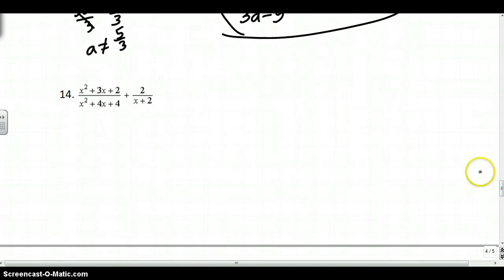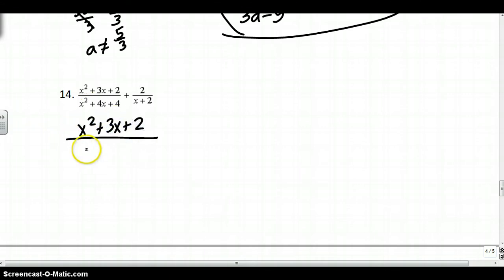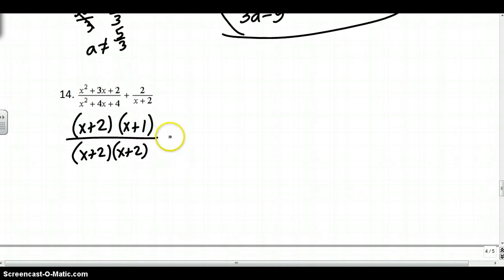All right, 14. X squared plus 3x plus 2 over x squared plus 4x plus 4. Factor the top. You get x plus... actually, it might not be a good idea to factor the top. Let's just leave it for now. Let's see. Bottom factors into x plus 2 and x plus 2. Actually, you know what? It is a good idea to factor the top. What multiplies to 2 and adds to 3? That would be 2 and 1, right?